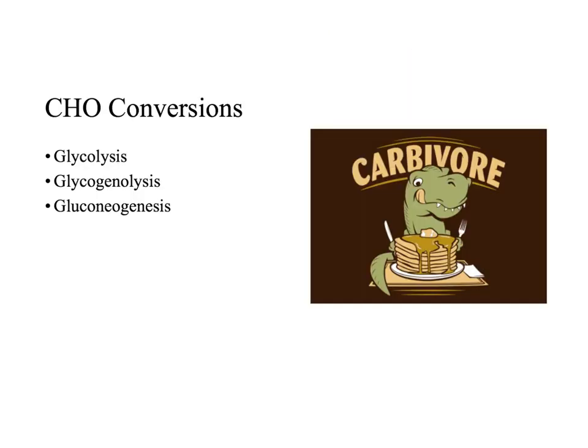So these terms you should be familiar with. Glycolysis: glyco for glucose, lysis for the breakdown of glucose. Glycogenolysis: the breakdown of glycogen. And gluconeogenesis: the synthesis of glucose from non-glucose precursors, with the example being amino acids.